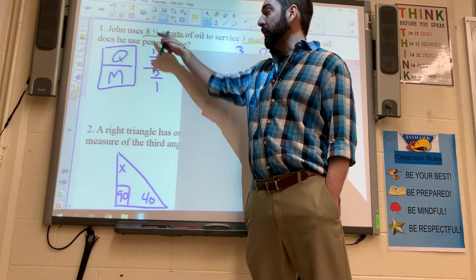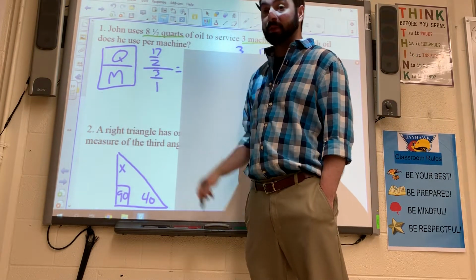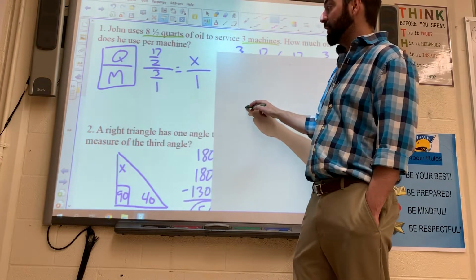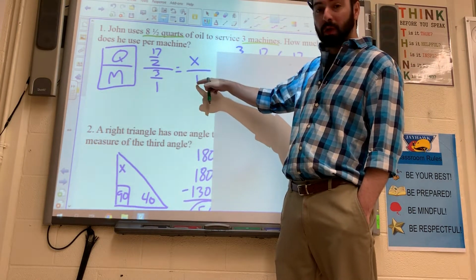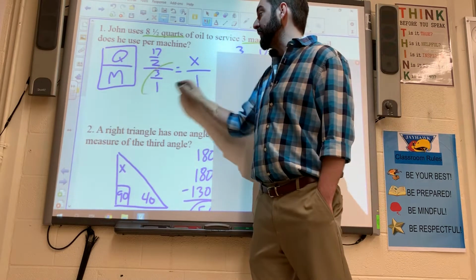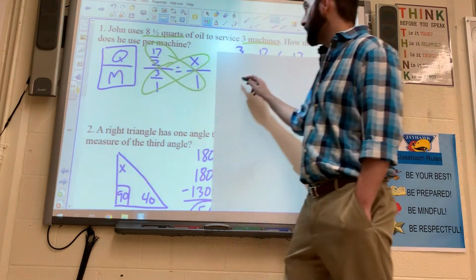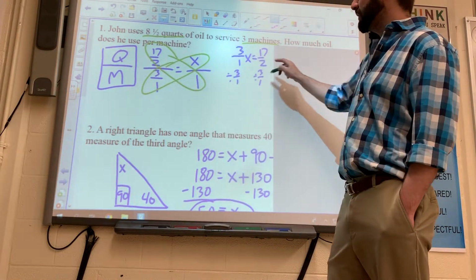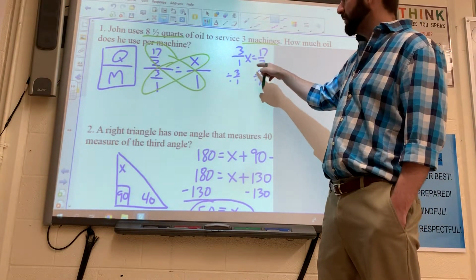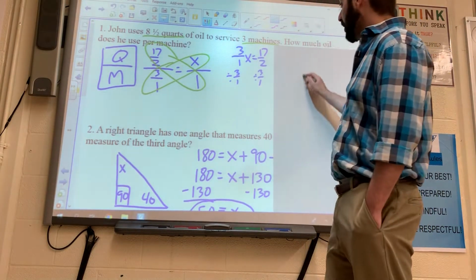Converted, 8 times 2 plus 1, 17 over 2 over 3, or 3 over 1. And now they want to see how many quarts of oil per one machine. We'll cross multiply, 3 times x, 17 over 2 times 1, and we'll set up our equation. 3x equals 17 over 2, divide each side by 3, off to the side.